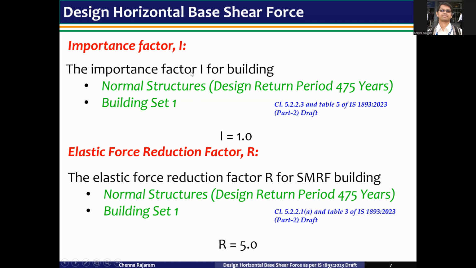The importance factor I for building as per IS 1893-2023 draft code is categorized as follows: normal buildings, important structures, critical buildings, special structures, and nuclear power plants. Because our case is for normal structures, and the design return period is 475 years, for building set 1, the importance factor from the code, I, is taken as 1. The next step is elastic force reduction factor R. The elastic force reduction factor R for special moment resisting frame buildings is taken as 5.